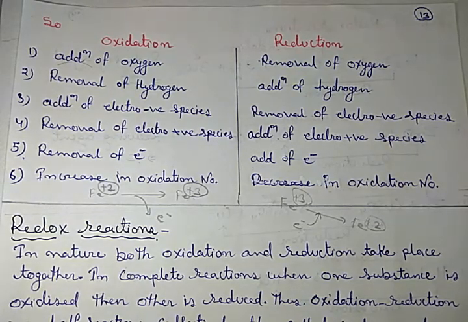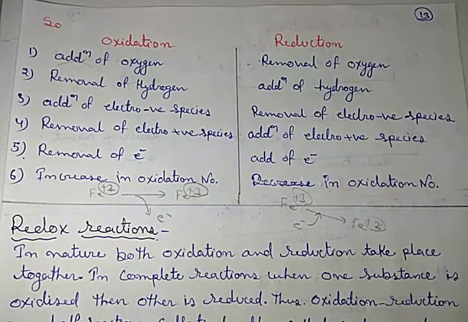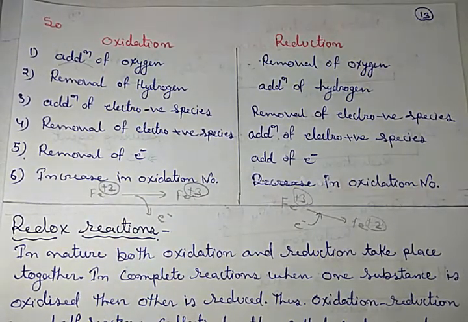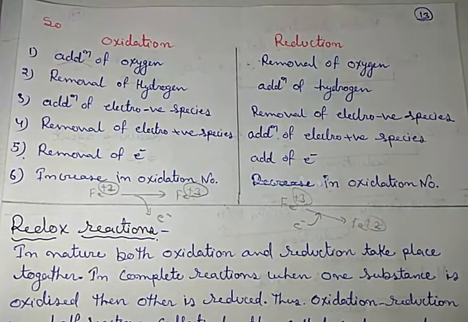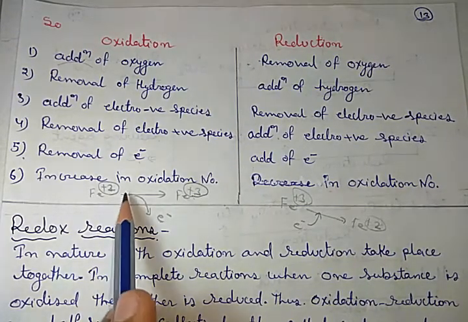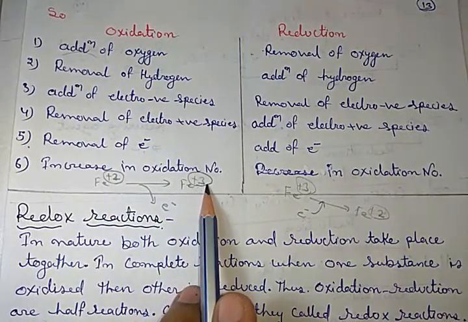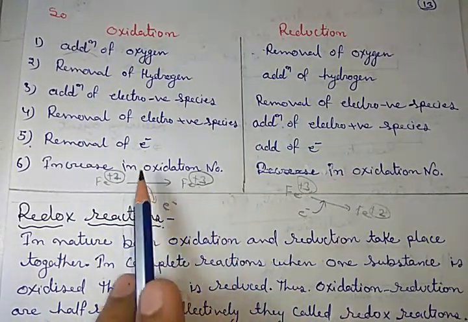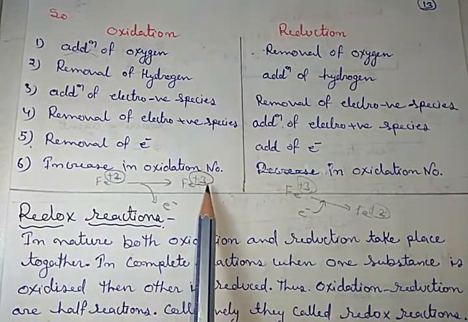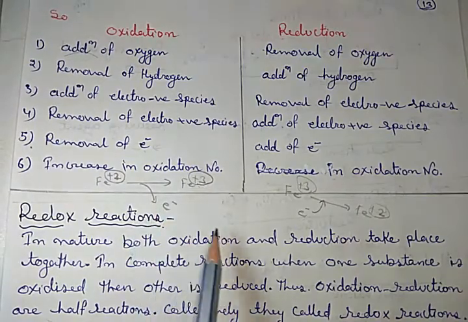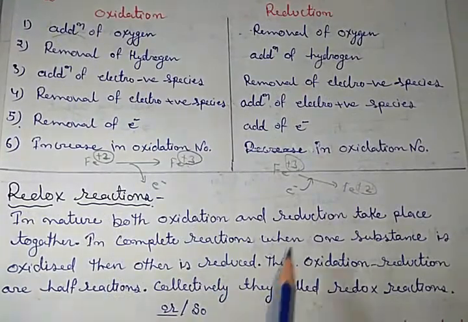Now the question comes in our mind: what is oxidation number? The charge present on an atom is known as its oxidation number. Clear? Increase in oxidation number, for example like this, Fe2+ converting into Fe3+, that is an increase, and that comes in the category of oxidation. As you know, from +2 to +3 it has to remove one electron, and removal of electron is known as oxidation. Clear?